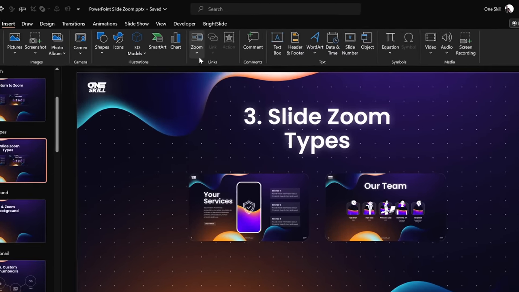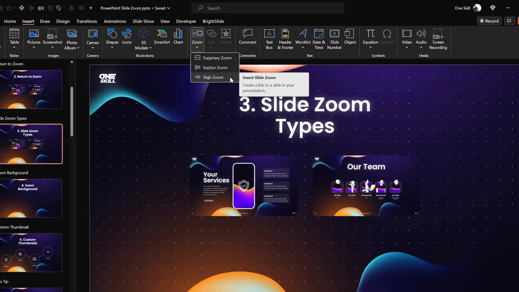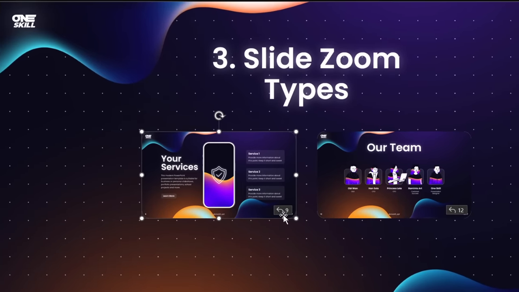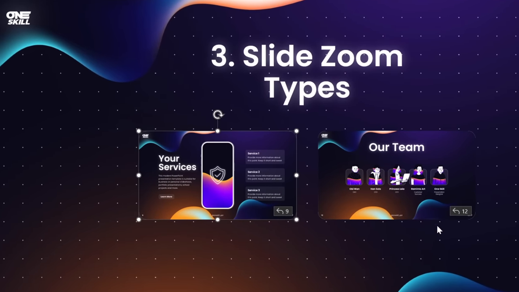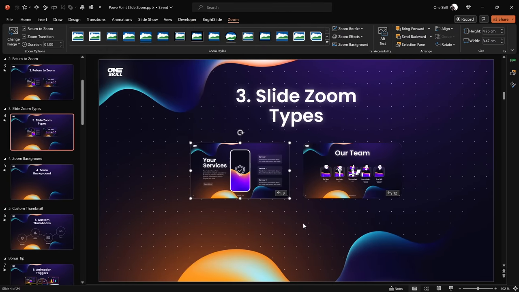If we go into Insert, click on Zoom, over here we can see Summary Zooms, Section Zooms, and Slide Zooms. First of all, it's important to understand that slide zooms are used for single slides. As you can see, there's a little number at the bottom right corner of the slide zoom. It shows 9 and it shows 12 on this one. All it means is that we're going to zoom into a single slide and zoom back.